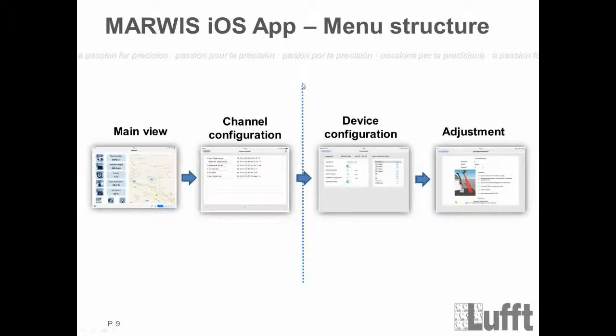Then you see we have a border here, right? Why? Because on the right side, in the device configuration menu and adjustment menu, you will change something in the sensor. That means you are configuring some parameters new or changing some parameters. That's the configuration; you change the configuration. If you do that on the right side in these two menus and you click back to the channel configuration, the MARWIS will automatically do a reboot to program the new settings into the MARWIS. All right?